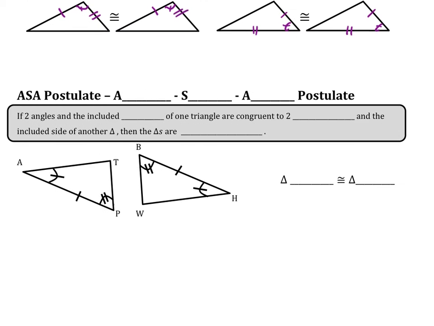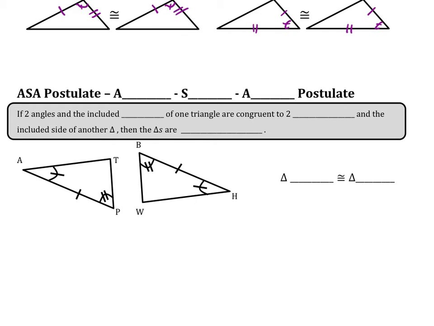All right, next one. So here we have angle side angle. This time, instead of an included angle, we have an included side. So if two angles and an included side of one triangle are congruent to two angles and the included side, so again, that's very important, of another triangle, then the two triangles are congruent. So here we have two angles and the included side, or the side in between. So order is very, very particular in this topic, just like it was with CPCTC.